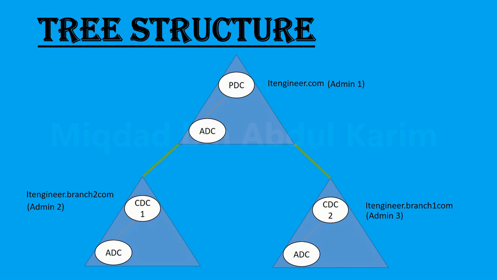The tree structure is mainly used by large companies when they have more branches. Here you can see in this diagram, the parent company server is connected to two child domain controllers, that is CDC1 and CDC2. Here, CDC1 and CDC2 are branches of the parent company, and all the parent and child domain controllers maintain ADC. ADC is the additional domain controller.